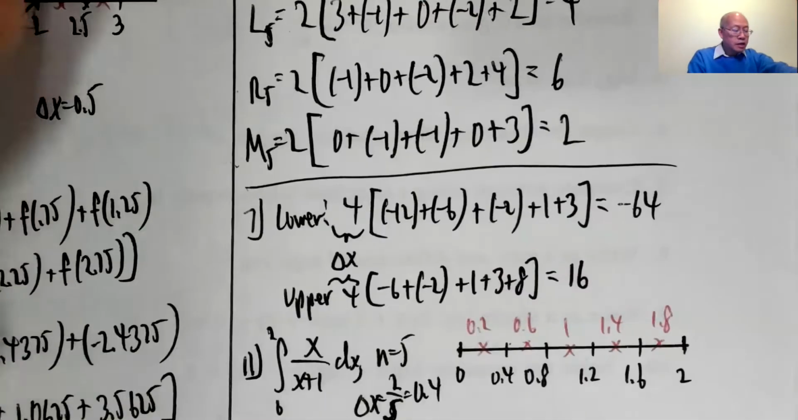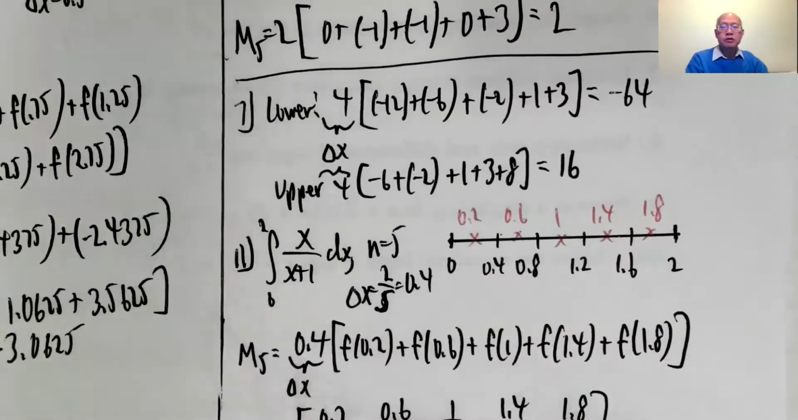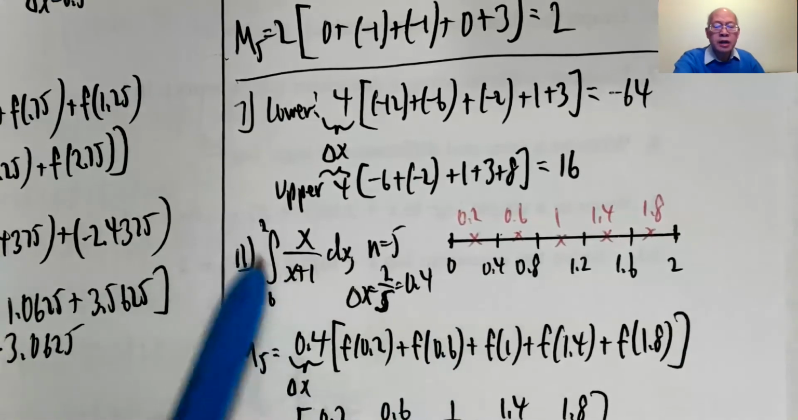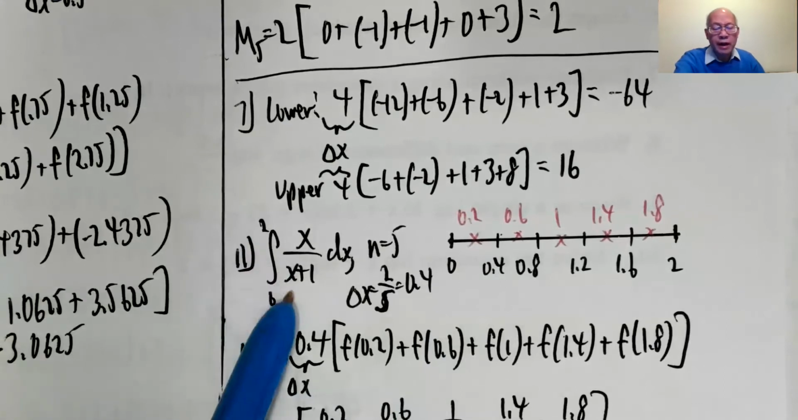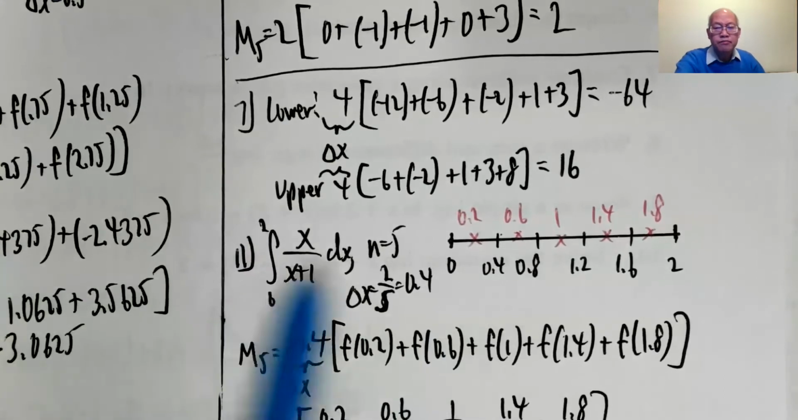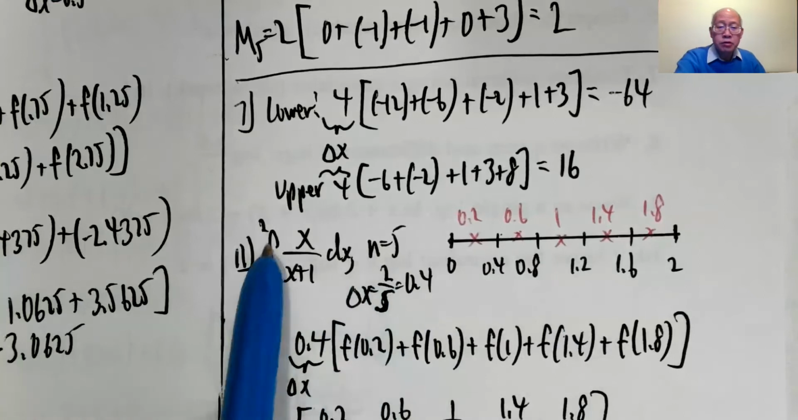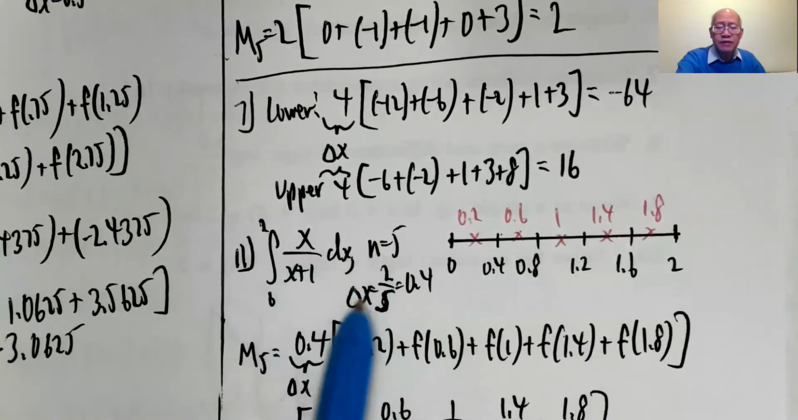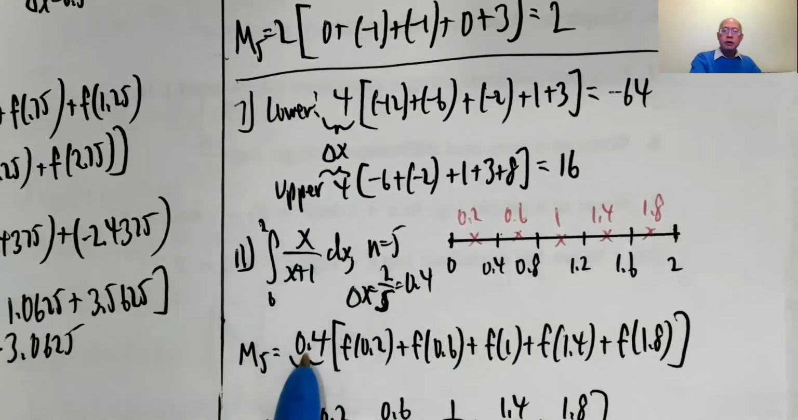Okay, 11, give an estimate of the integral from 0 to 2 of x over x plus 1 dx for n equals 5. This symbol means give the true area under the curve from 0 to 2. Right now, we don't know how to do that. We can only approximate. From 0 to 2, that's 2 units divided by 5, so delta x is 0.4.